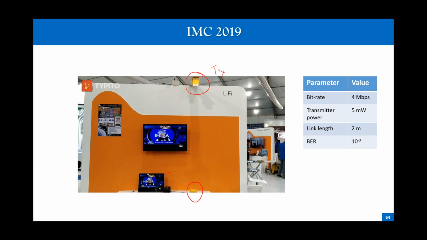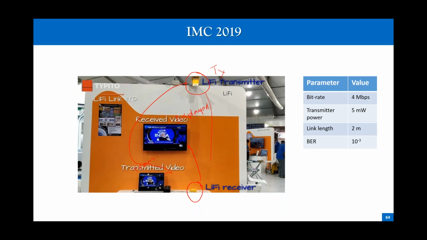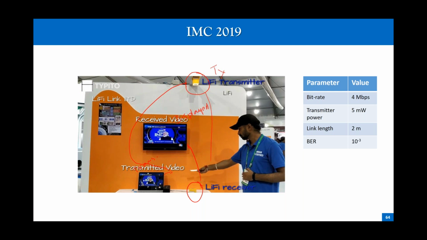So this is the original signal. This signal goes to this Li-Fi transmitter, and we receive this signal, and this signal is displayed. So this is the displayed signal, and this is the transmitted signal. Okay, so this is the demo. We are receiving the signal faithfully. We are displaying it on a bigger screen, and now a person blocks.